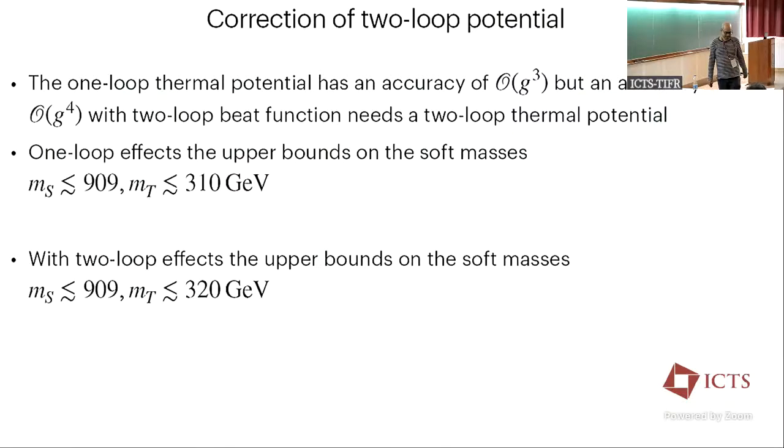Now, if you remove the Planck scale perturbativity, in general the one loop mass bound for the singlet is around 900 GeV, and for the triplet it is 310 GeV. When we calculated the thermal potential at one loop, we considered the beta function at two loop, but there is a problem with the uncertainty. At one loop, the accuracy is of the gauge coupling to the power cube, and if you consider a two loop potential, then you get g to the power 4 accuracy. We also did that, but the result did not change for the singlet. For the triplet, the result changed by just 310 to 320. So the result does not differ much from one loop to two loop thermal corrections, but the upper bound is very strong.